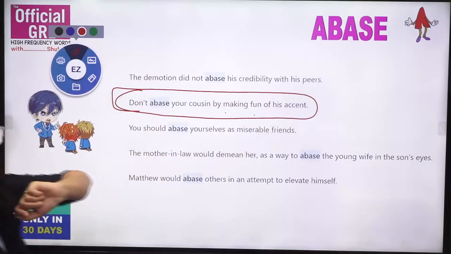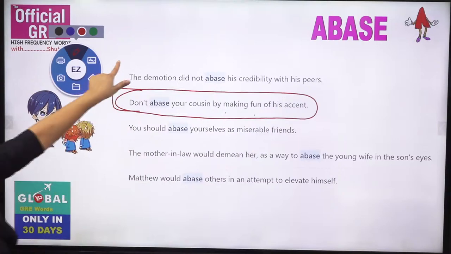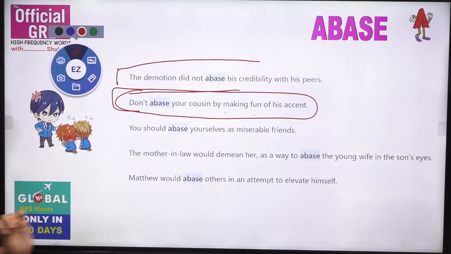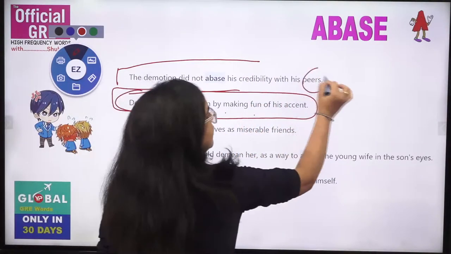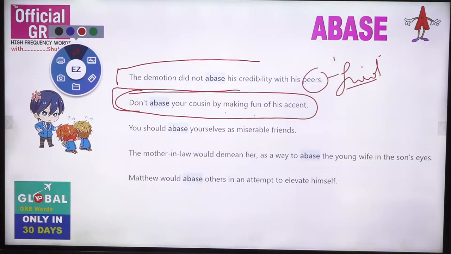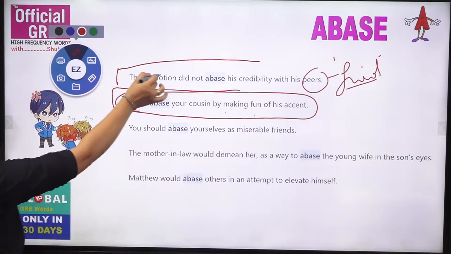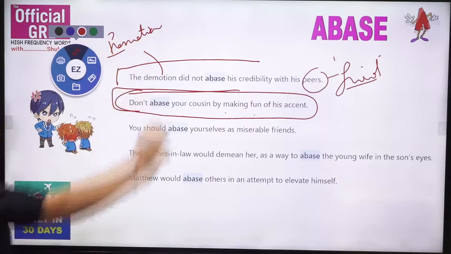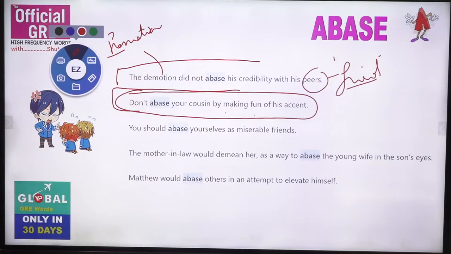Uske accent ko lekar. Second is, the demotion did not abase his credibility with his peers. Peers means your friend circle, your friends and family. What is the meaning of peers? And demotion is the opposite of promotion, right? So demotion se bhi uske peers mein uski value ka, uske credibility ka farak nahi hua koi, right? So this is the meaning.